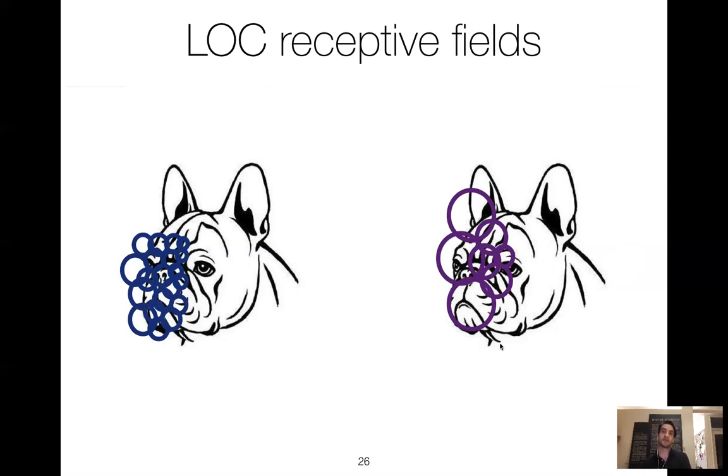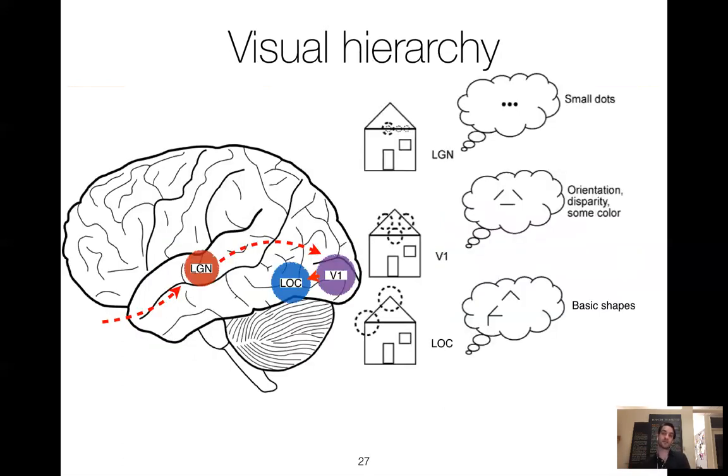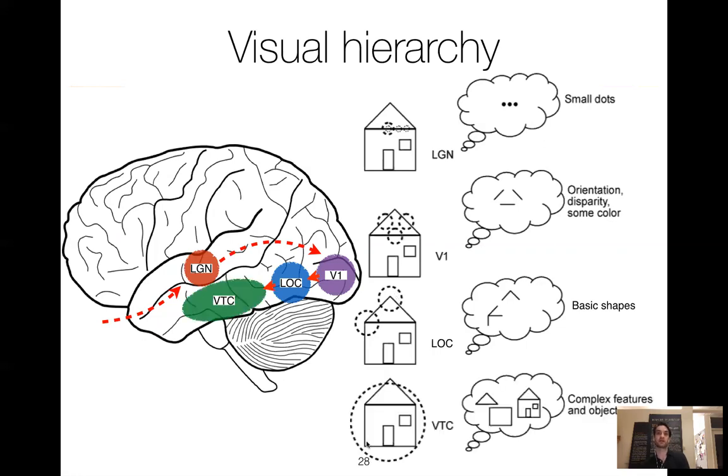And so again, this idea is like, oh, part of the reason that these regions can respond to more complex things than just basic lines is that they have these larger receptive fields that are able to integrate across a larger set of space. And if we return to this image that we were talking about earlier, you can see that the receptive fields here in LGN are smaller than the ones in V1, which are smaller than the ones in LO, and as you can probably guess, are going to be even smaller than the ones in VTC, in the last part of the visual hierarchy.